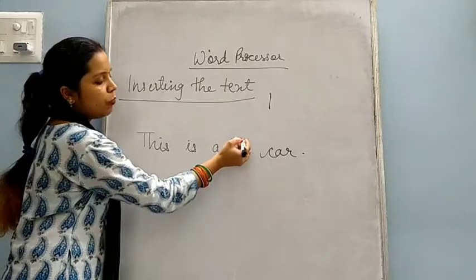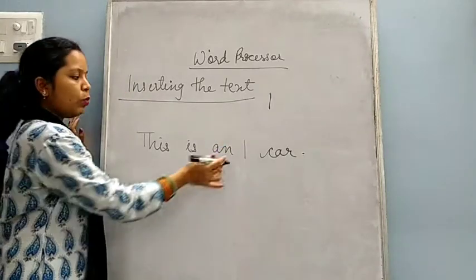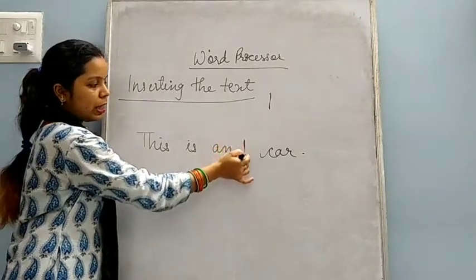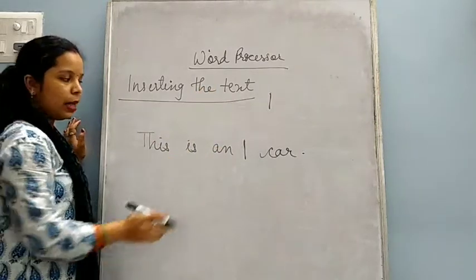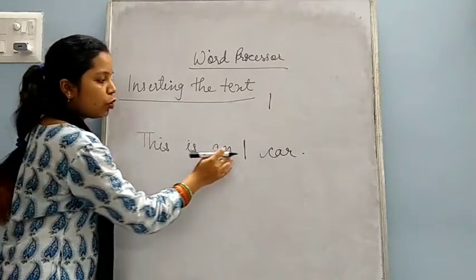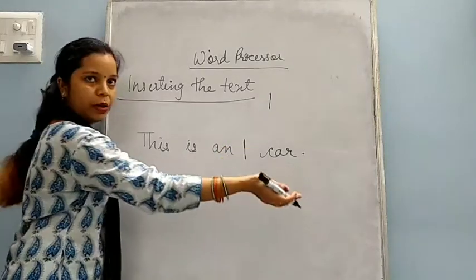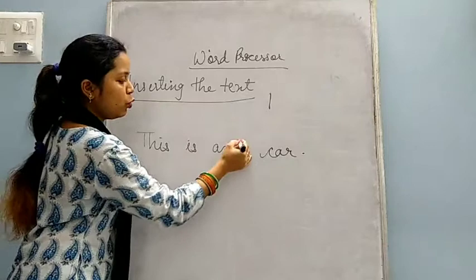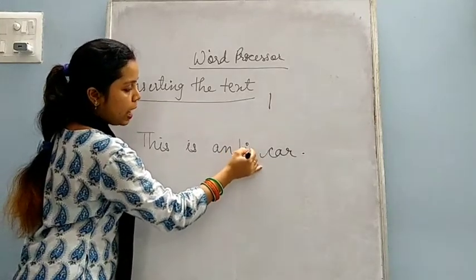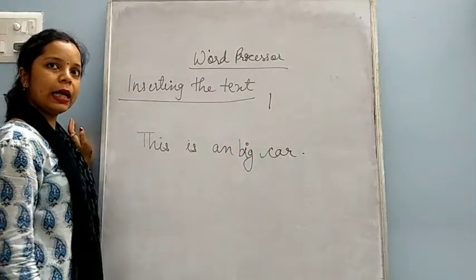You want to write a word after an and before car. So what you will do? You will click here with the mouse. When you click here with the mouse, you will see this cursor will blink here. Now when the cursor is blinking, type with the keyboard. Whatever you type, that word will be added here.